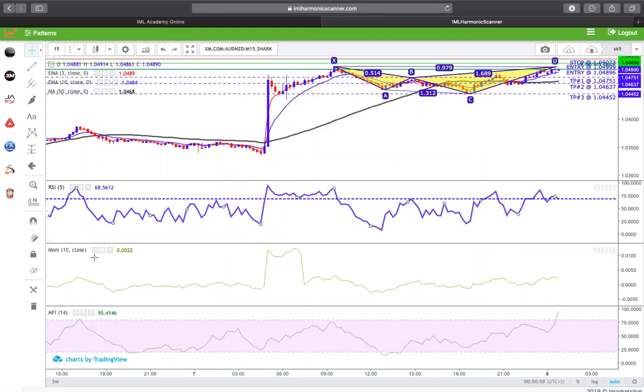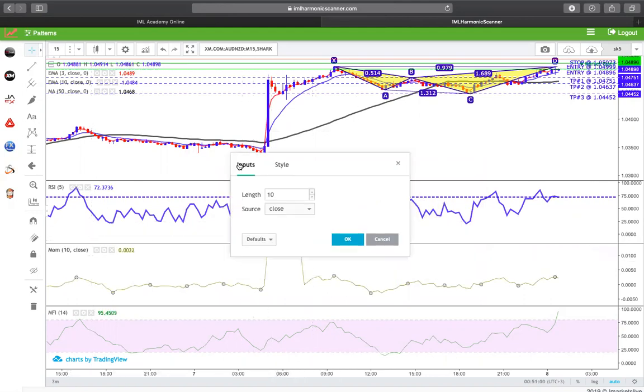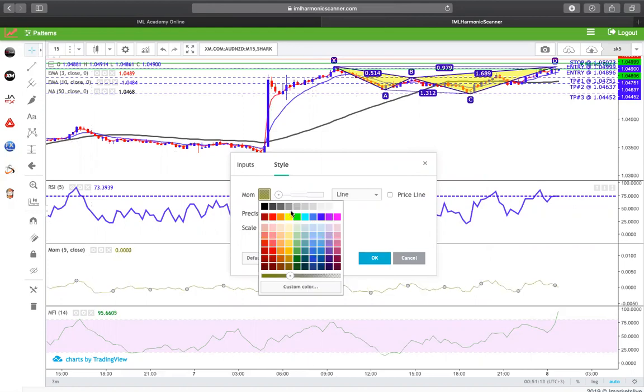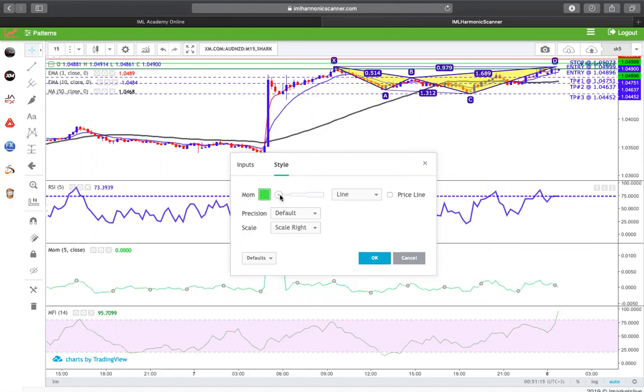And then you want to do your momentum. Input is 5 as well. Source is close. And then style, I have it as green. Make the line a little thicker. And then you hit OK.